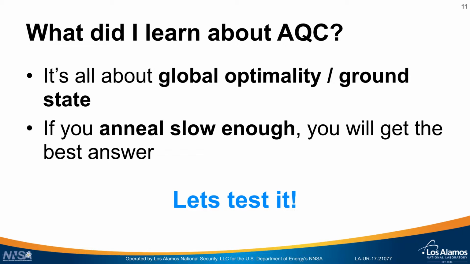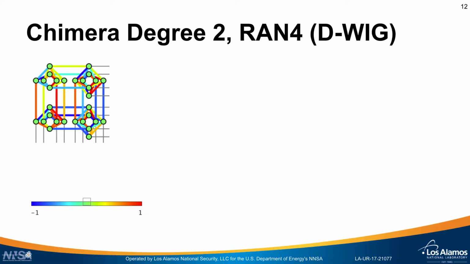So let's try to build on that intuition and test this using the real hardware. Here is an example of what I would call a Chimera Degree 2 RAND4 instance. We're currently developing a tool called Dewig, which helps you generate problems like this to build your intuition and test the hardware. What we're going to do here is submit this particular problem and request 1,000 samples at 20 microseconds.